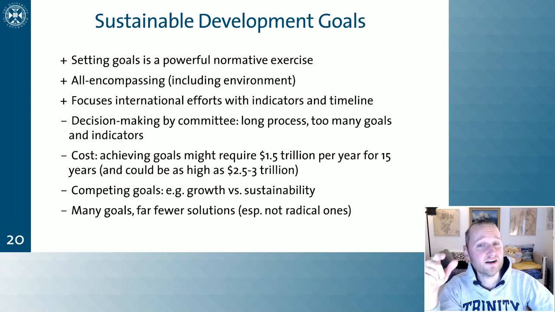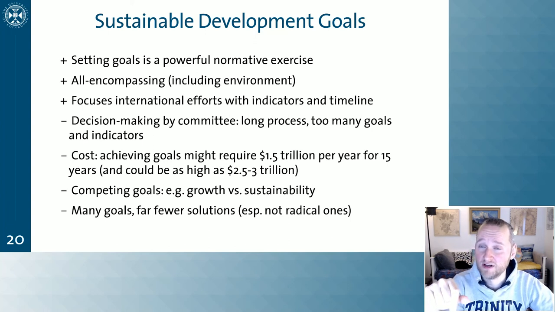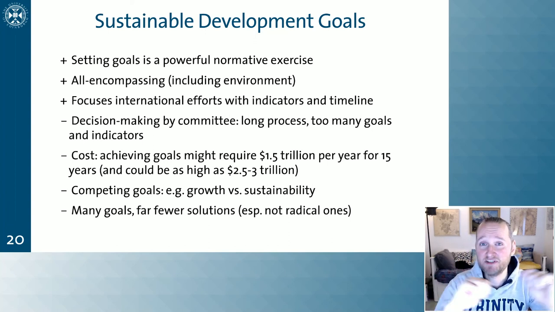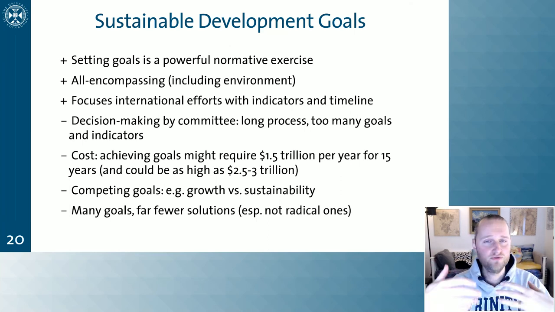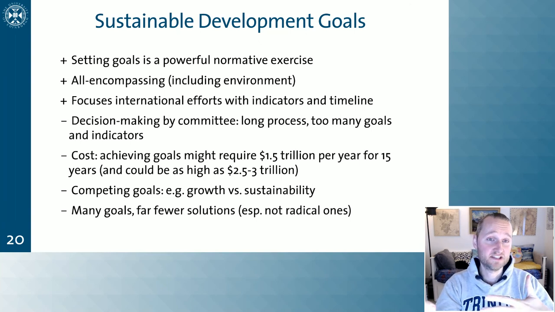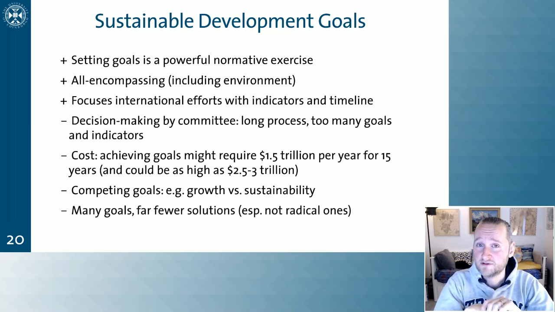It's also been pointed out that it's not as easy as setting 17 different goals, because these goals interact. For example, how do you still provide economic growth and reduce poverty while on the other side being sustainable? It's all nice to just slap 17 goals onto the wall, but without knowing how these goals affect each other and how they sometimes work against each other, you really often get stuck at the start. And of course, we can certainly say that we have a lot of goals, but we have far fewer solutions to those goals, besides just pumping more money into the international system for development, especially not considering radical solutions.